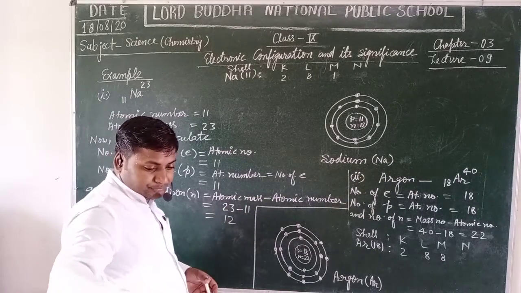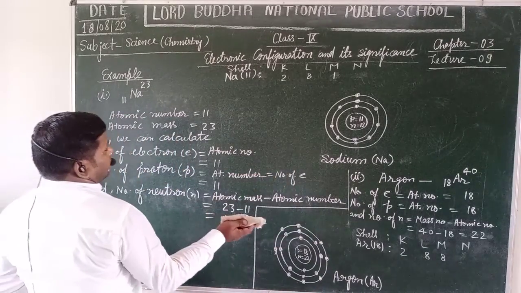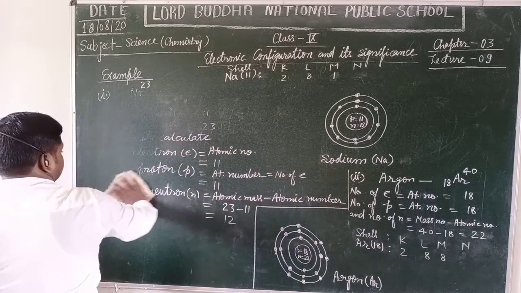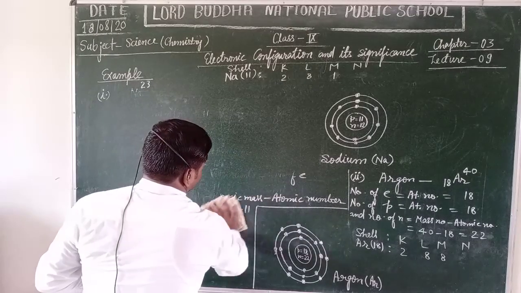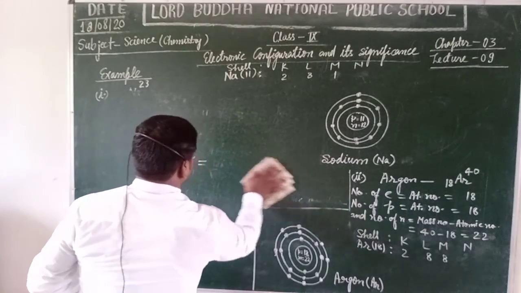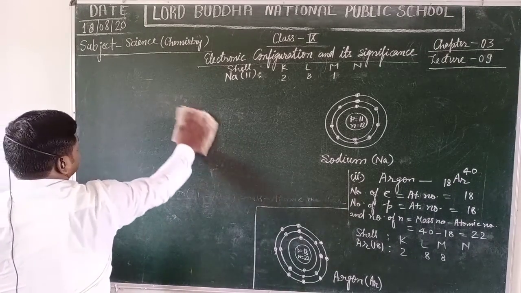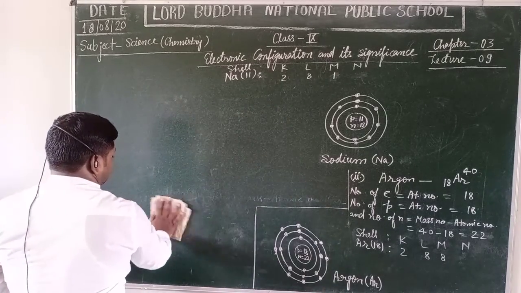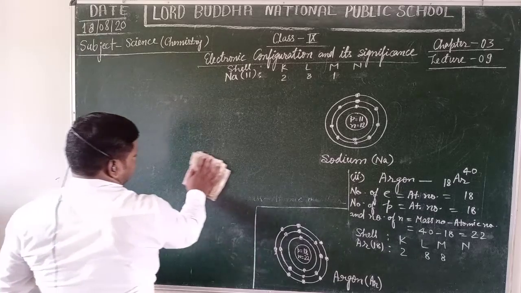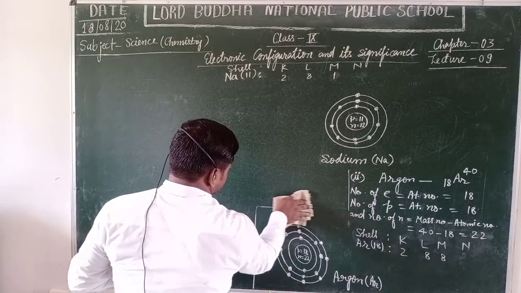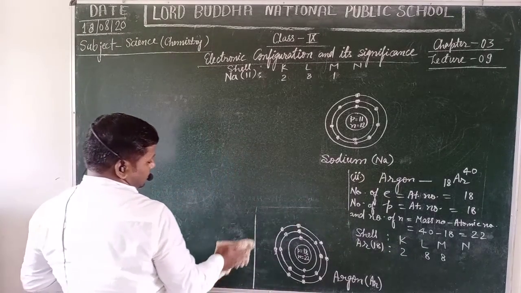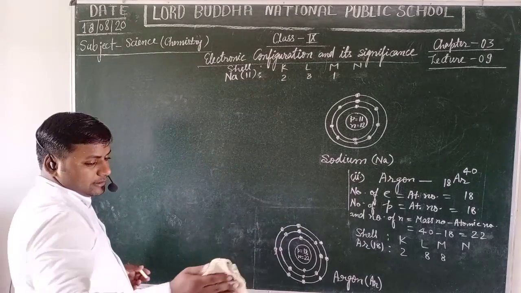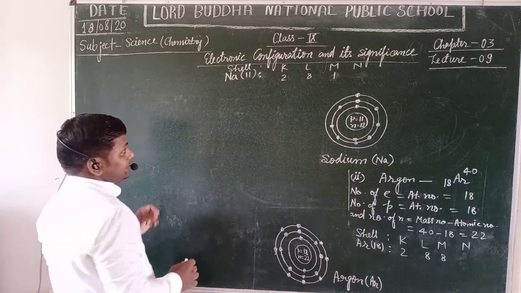Now students, we are going to learn about the significance of electronic configuration. What is the significance of electronic configuration? Students, the significance of electronic configuration is very essential to know, because all kinds of chemical combination or chemical reactions take place with this phenomenon.